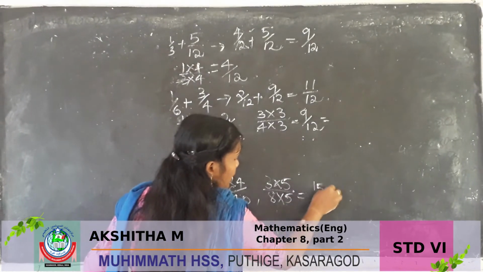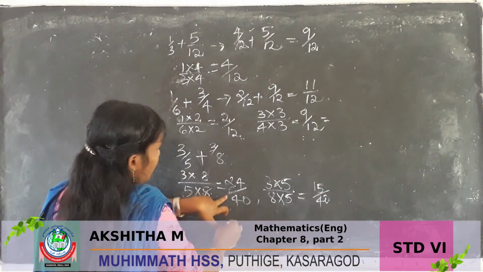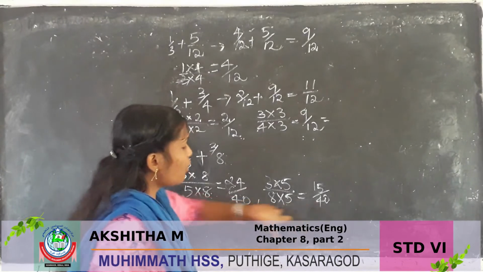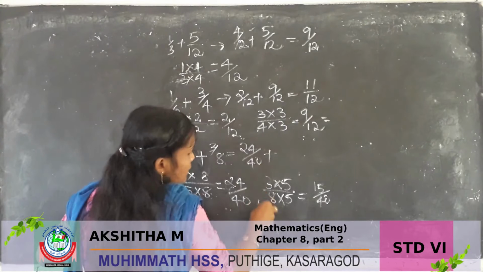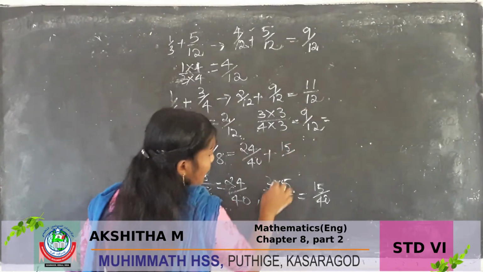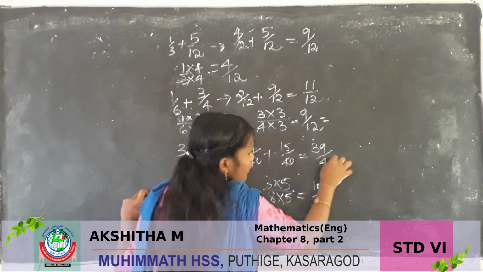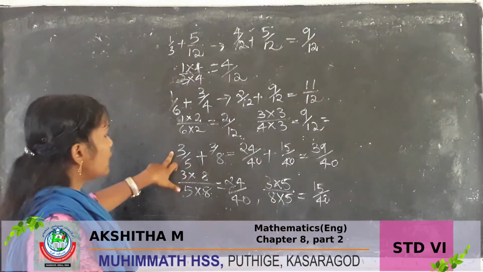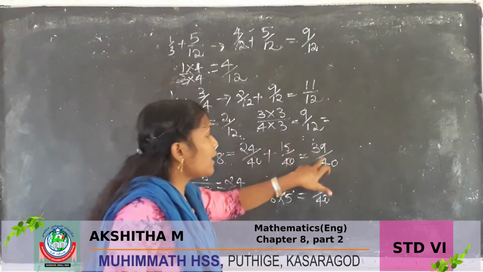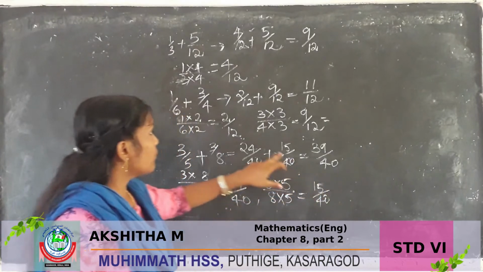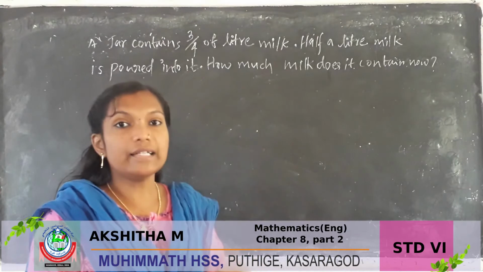So 15 by 40. So we got the same denominator. 24 by 40 plus 15 by 40 is equal to 39 by 40. 3 by 5 plus 3 by 8 is 39 by 40. Like this we can find the answer. Is it clear? Let us see a question.